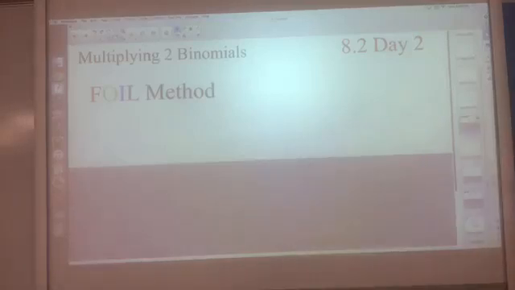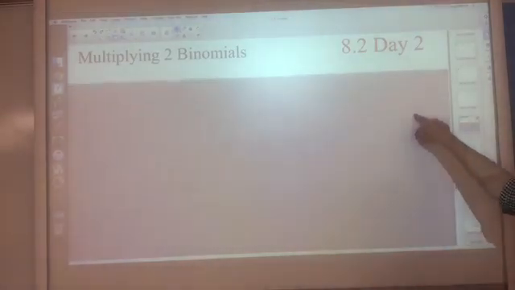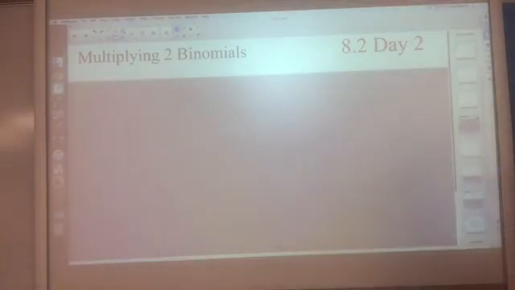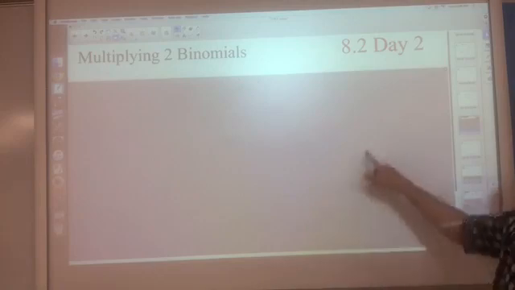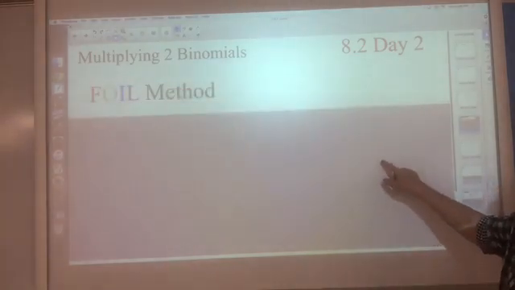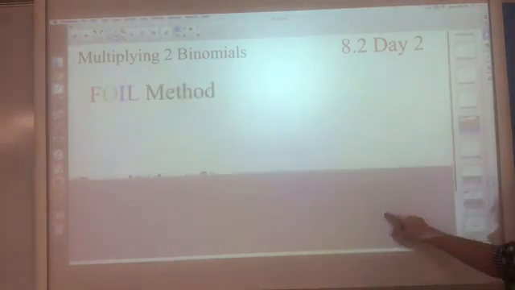Here's your notes for day 2, section 8.2. We are going to multiply two binomials as opposed to yesterday when we did a monomial with a polynomial. We're going to multiply two binomials using what's called the FOIL method, and you'll see why.